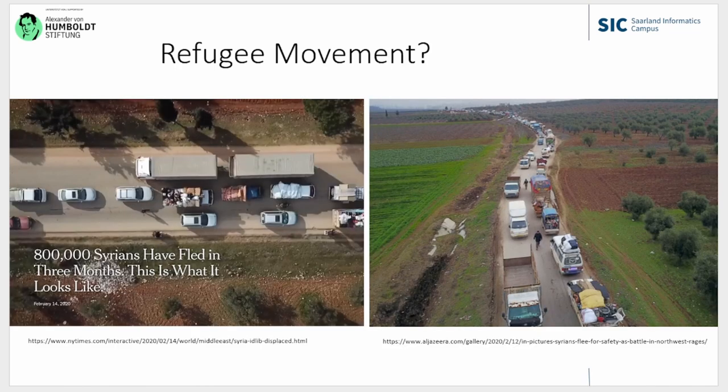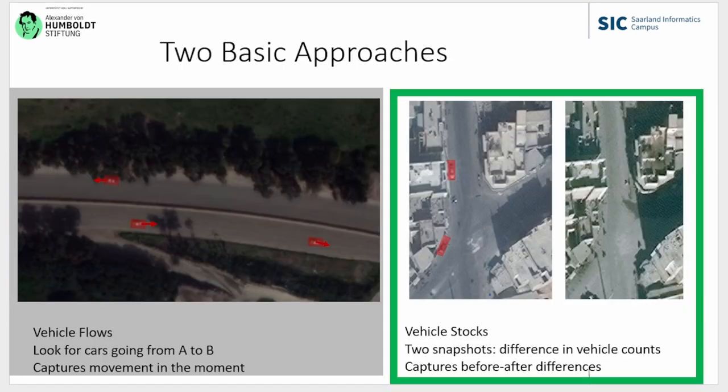We started thinking about this a couple of years ago, mostly in the Syrian context, where we were wondering, can we see something related to this phenomenon from space? There could be two basic approaches on how to do this. On the left, you try to capture flows in the moment. If there were enough satellite images, you would hope that you can capture cues on roads, and count that there are a lot of cars going in this direction.